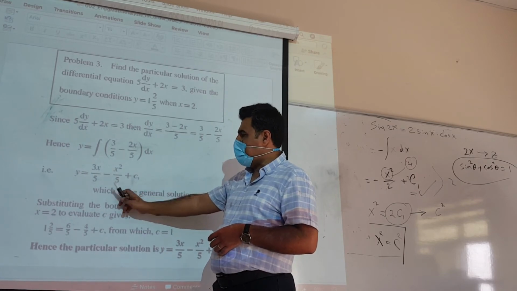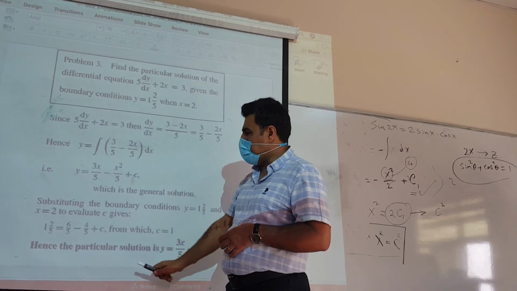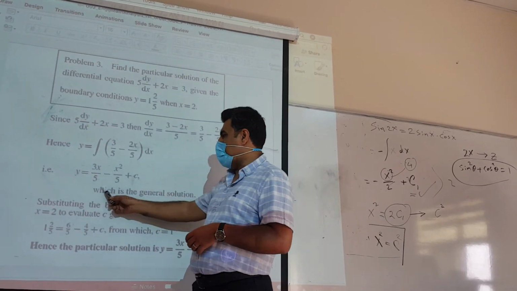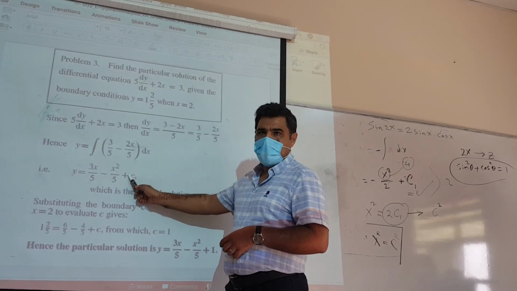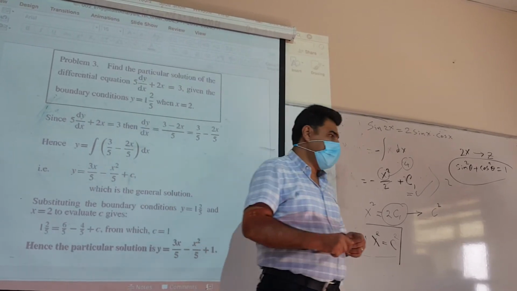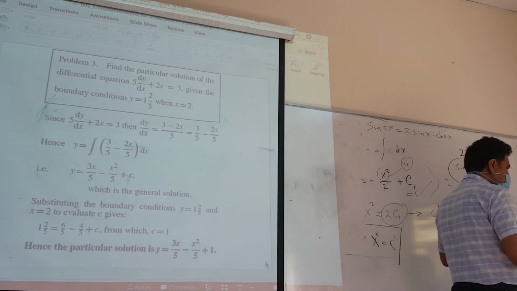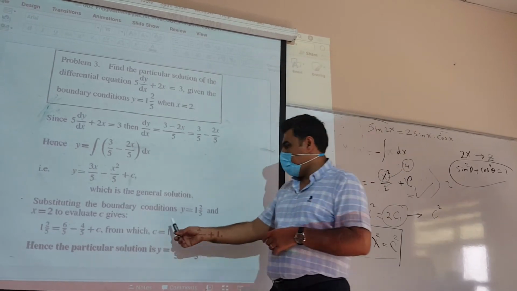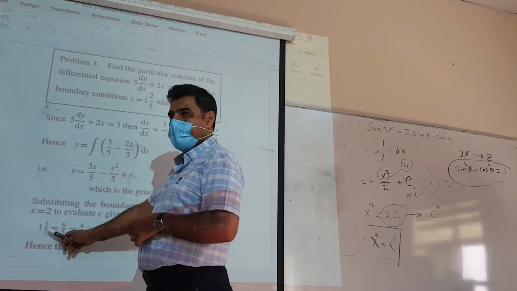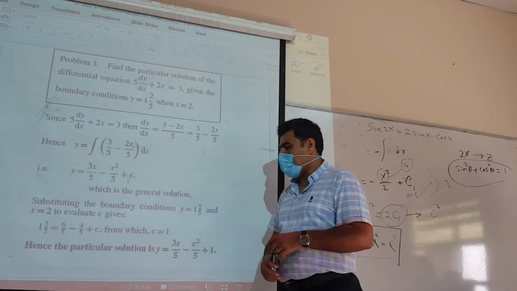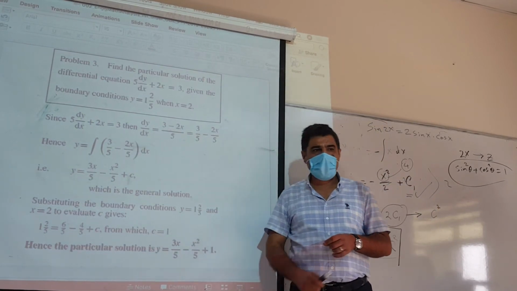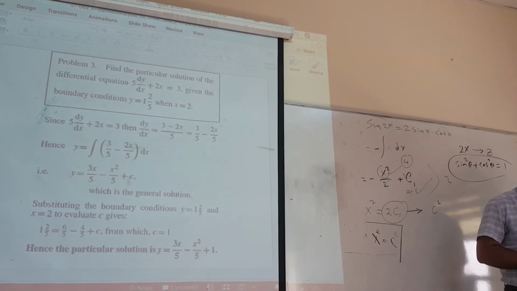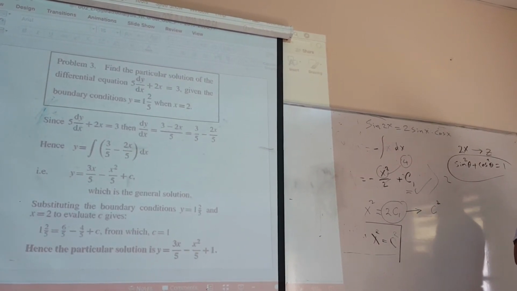This is the integration. This will be the general solution. So now we need to find C in order to have the particular solution. The particular solution, we will substitute x and y, and you will get C, and you can write or rewrite the equation as a particular solution.